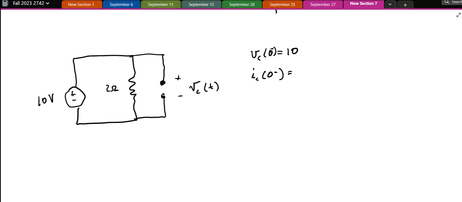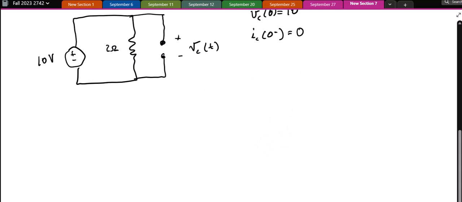Well, if it's been closed for a long time, it's fully charged, and a charged capacitor does not conduct current. It acts like an open circuit. So a charged capacitor will have zero current flowing through it. Okay, but that's just 0 minus. Let's take a look at 0 plus.